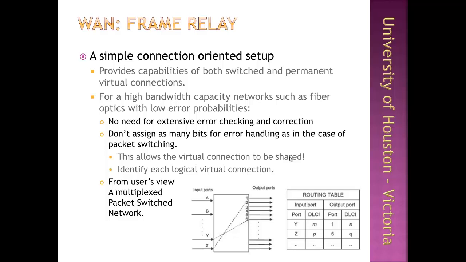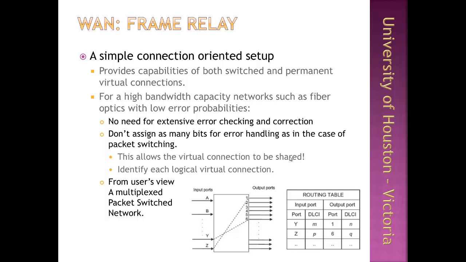Frames of data can have a length of up to 1600 bytes. Bad frames are discarded, and data rates for frame relay are higher. For example, T1 supports about 1.5 megabits per second, and T3 supports up to 44 megabits per second. So let's look at this picture and see how it works.